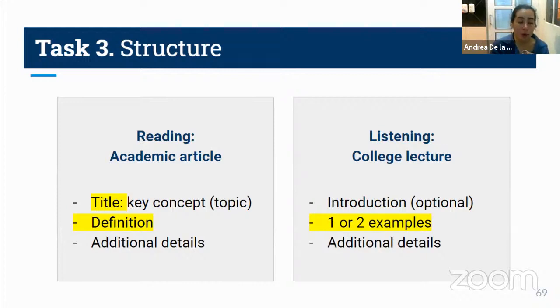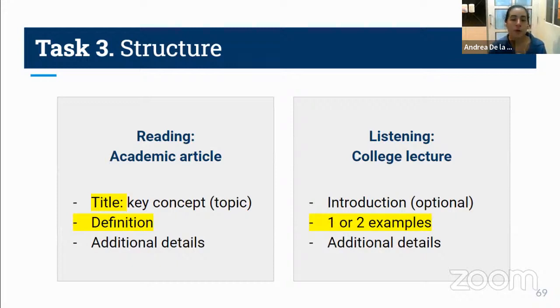Now, you will always have one or two real life examples of that concept. So in the lecture, you will hear real life examples of how this concept is seen or applied in our everyday lives or in an experiment, but basically an example of how it works. Okay, you're going to see it in action. That's the most important part from the listening. There could be more things, you could have more details, you could have an intro, but that is not important.